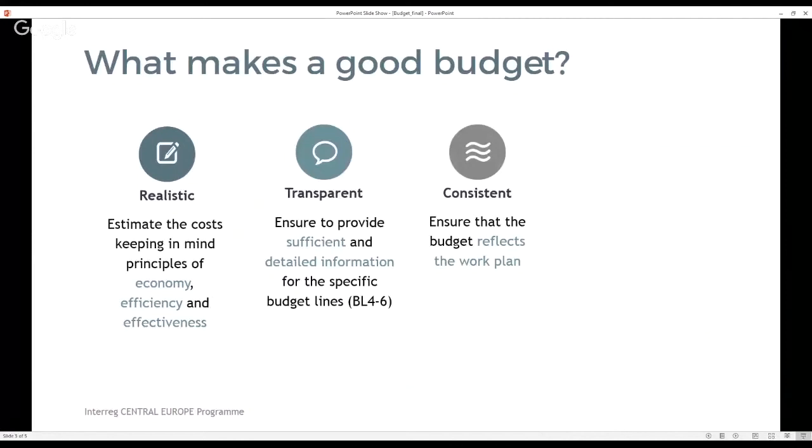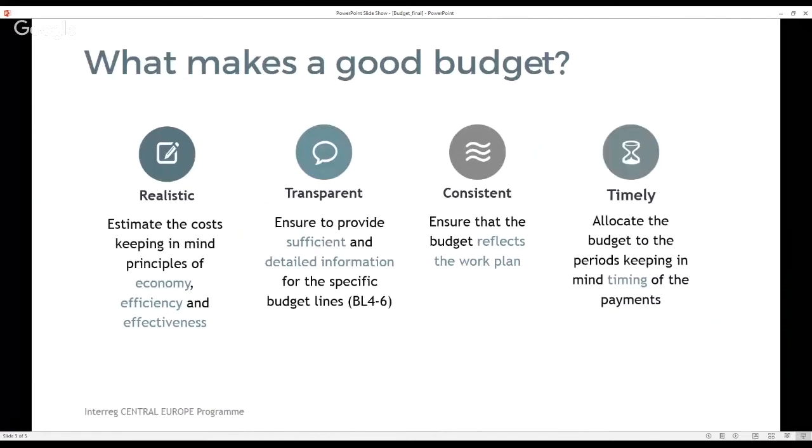As already pointed out, it should be consistent. Partners have to ensure that the budget reflects the work plan. For example, if a conference is planned to be organized under one of the work packages, it is expected to have it reflected in the budget and the respective budget line, so budget line 3, travel and accommodation, and budget line 4, external expertise and services, and vice versa. If there are costs under particular budget lines, it is expected to find the deliverable that they refer to.